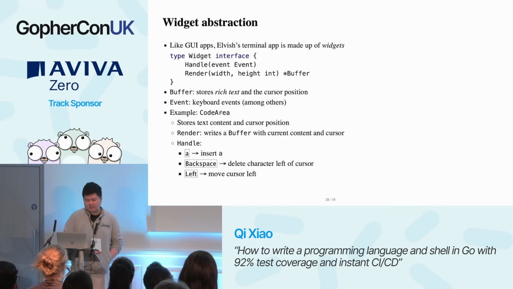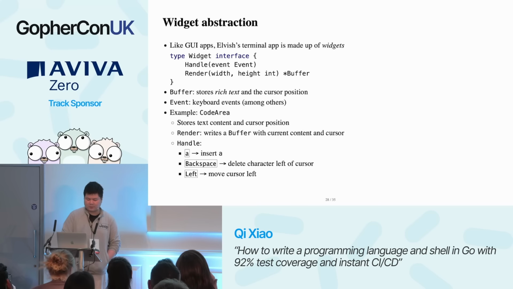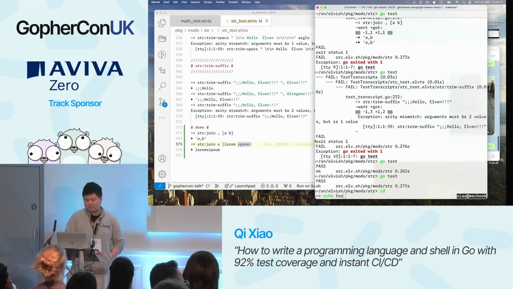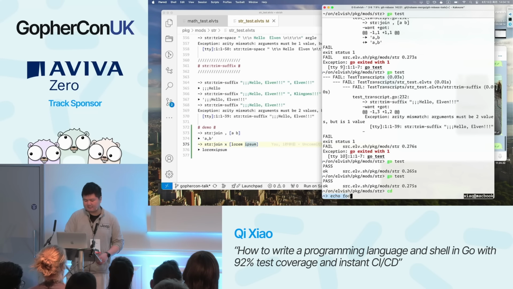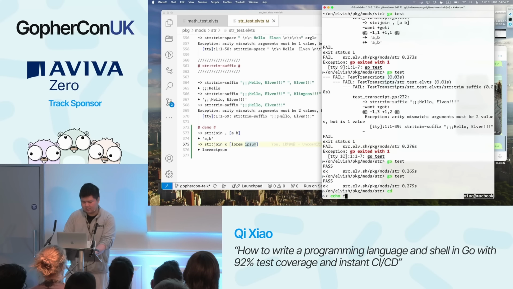And one of the most important widgets in Elvish is called code area. What it does is that it stores the text content and the cursor position, so it would know how to show them during render. And the way it handles events is how you would expect a text editor to handle events. You can insert text, you can delete text, you can move the cursor. So what I've shown before, this main thing here, this is the code area widget. If I press E, it inserts E. If I press backspace, it removes something, and using arrows to move the cursor around.